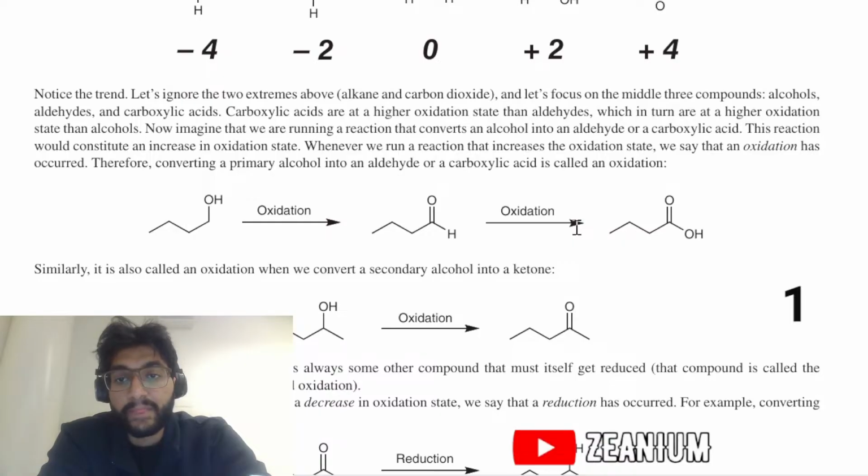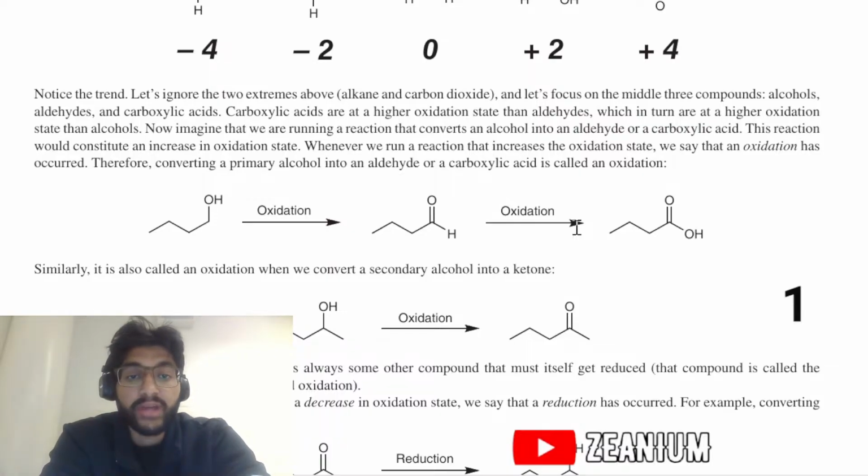Notice the trend. Let's ignore the two extremes above, alkane and carbon dioxide, and let's focus on the middle 3 compounds: alcohols, aldehydes, and carboxylic acids. Carboxylic acids are at higher oxidation state than aldehydes, which in turn are at a higher oxidation state than alcohols. Now imagine that we're running a reaction that converts an alcohol into an aldehyde or a carboxylic acid. This reaction will constitute an increase in oxidation state.